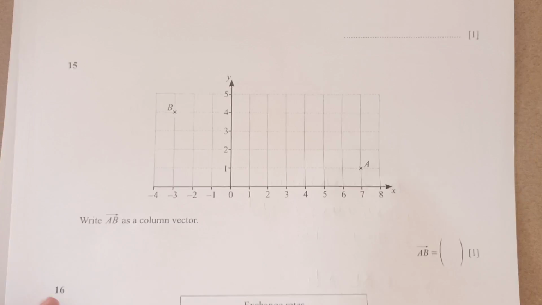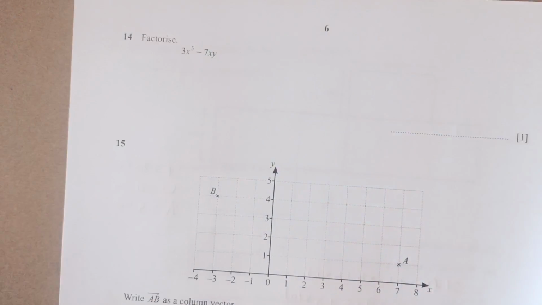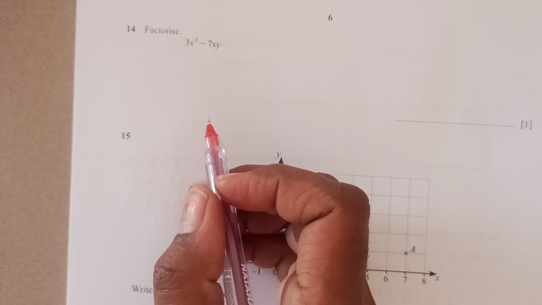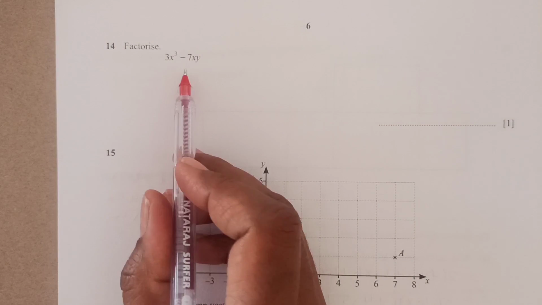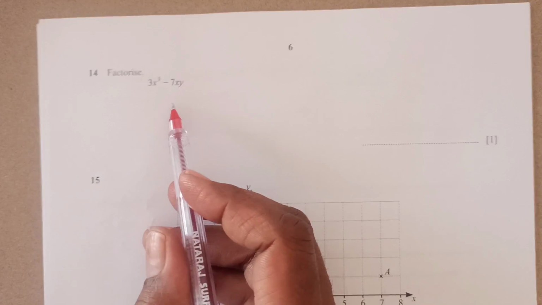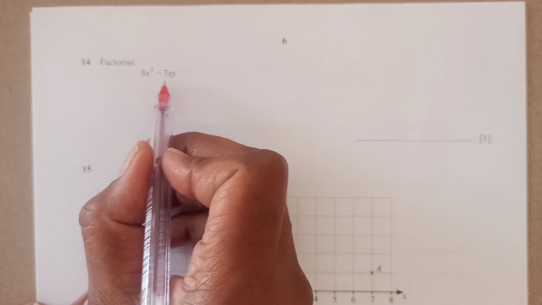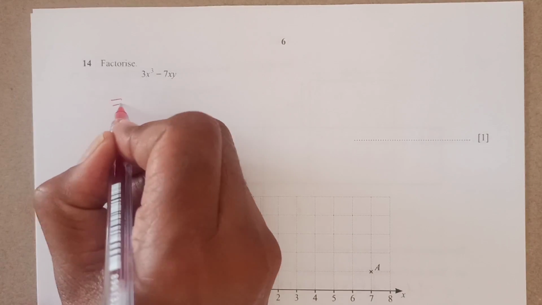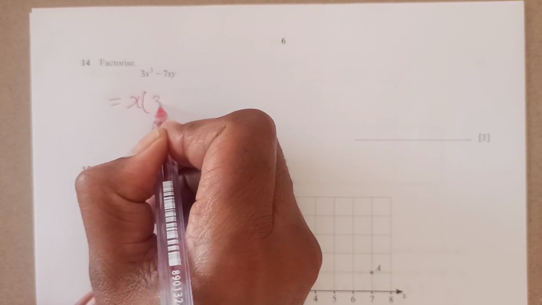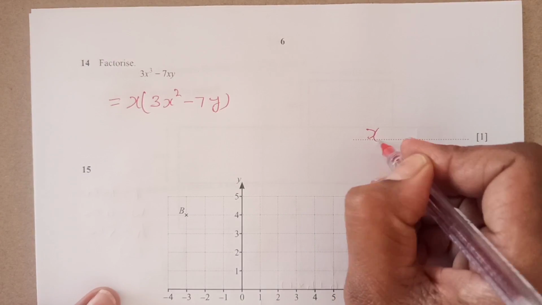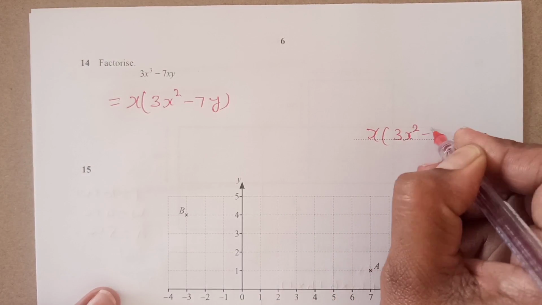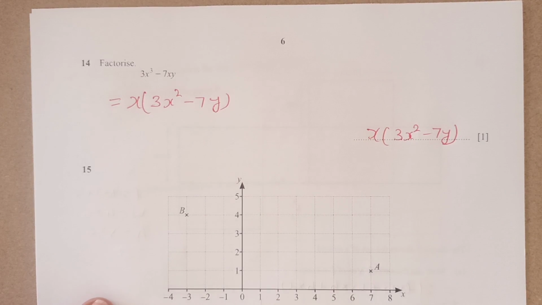Now number 14, factorize 3x cubed minus 7xy. So first of all we will look at the numbers. In the numbers there is nothing common, right? But here x is common in both. So x outside, inside we will be left with 3x squared minus 7y. So x times 3x squared minus 7y, right?